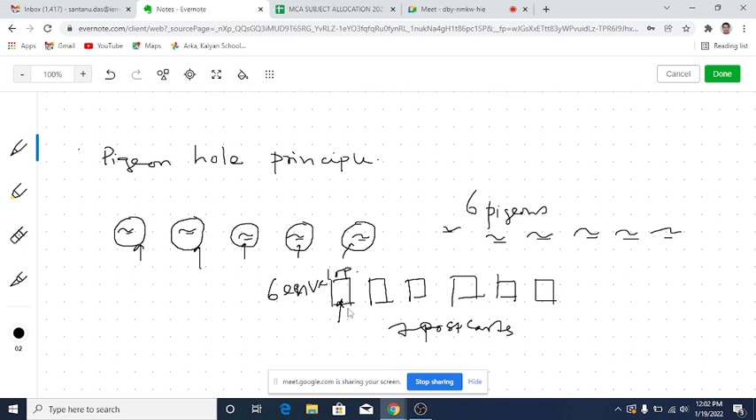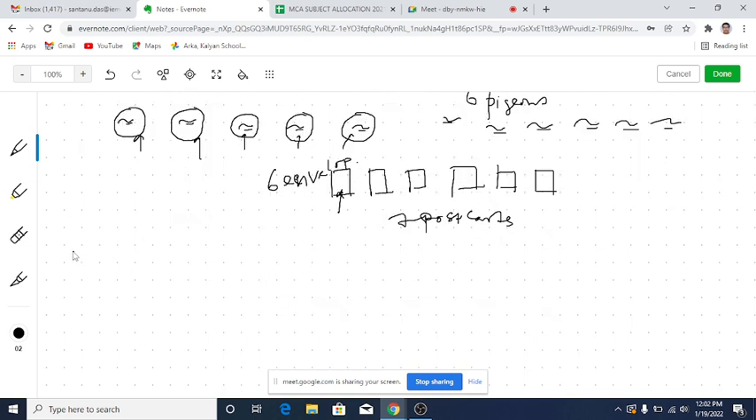So how can we use this? Say for example, I am considering one simple example. In a leap year, how many days does February have? 29 days. So let's say in your class there are 61 people or 61 students.